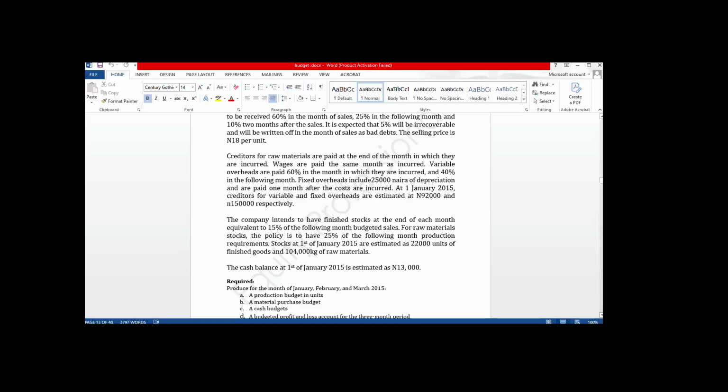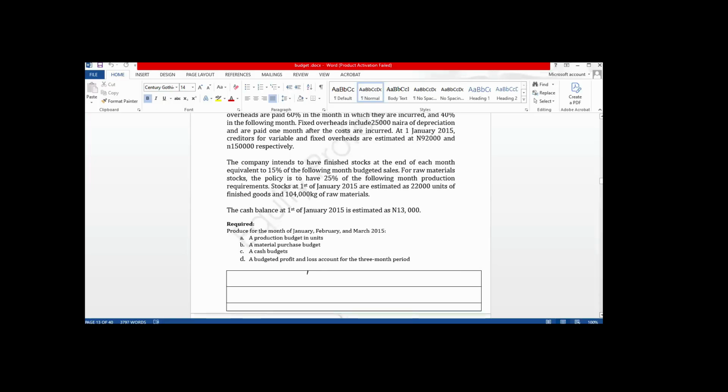At 1st January 2015, creditors for variable and fixed overhead are estimated at 92,000 and 150,000 respectively. The last paragraph.